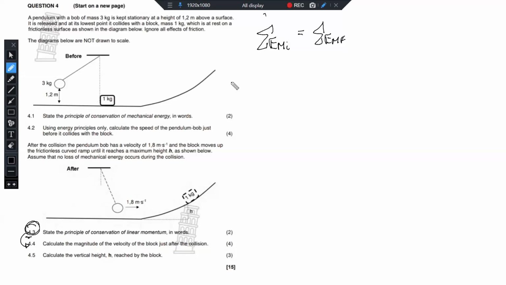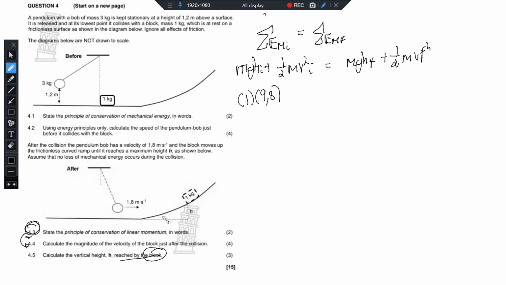And then this will obviously give us mgh initially plus half mv squared initially is equal to mgh finally plus half mv squared finally. Now, what is our mass? Remember now, we are looking at the block, right? This is the block. So 1 and then 9.8. What was the height initially of the block? When it was still here, the height was just 0.